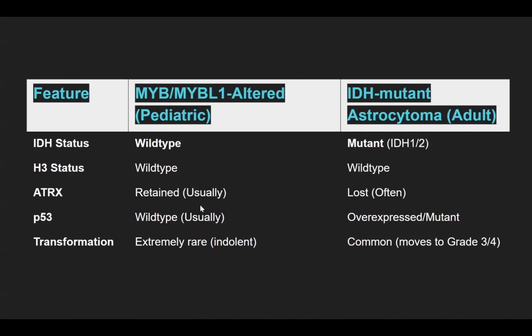P53 is wild type here as well, and their malignant transformation is extremely, extremely rare, and that is why they have been given the status of WHO grade 1. And malignant dedifferentiation or malignant transformation is pretty common for the IDH mutant astrocytomas, and they do move on to grade 3 and grade 4. So, in this entire chart, the two things that should be remembered are IDH wild type in a young patient is not IDH mutant, the grade 4 astrocytoma.